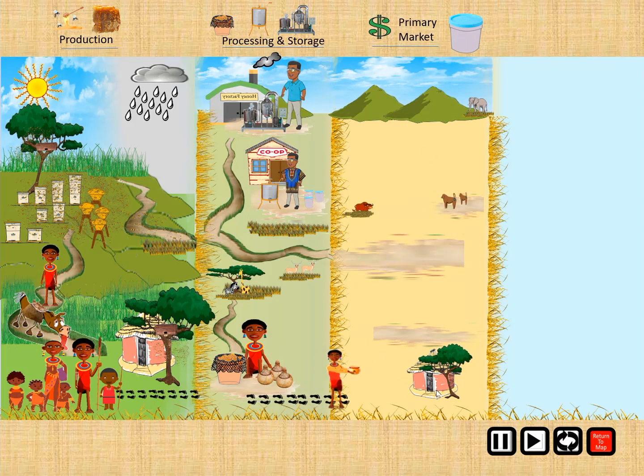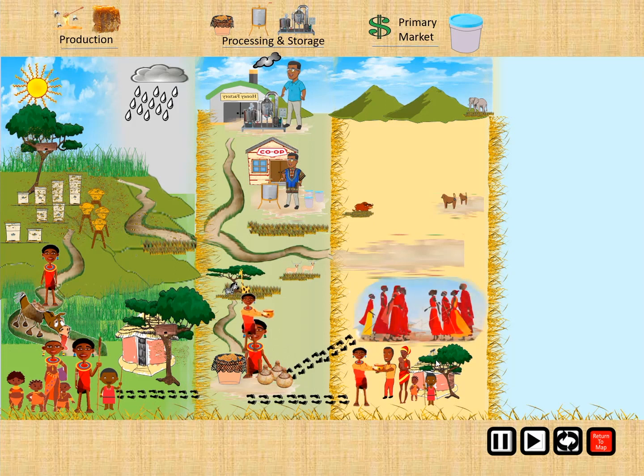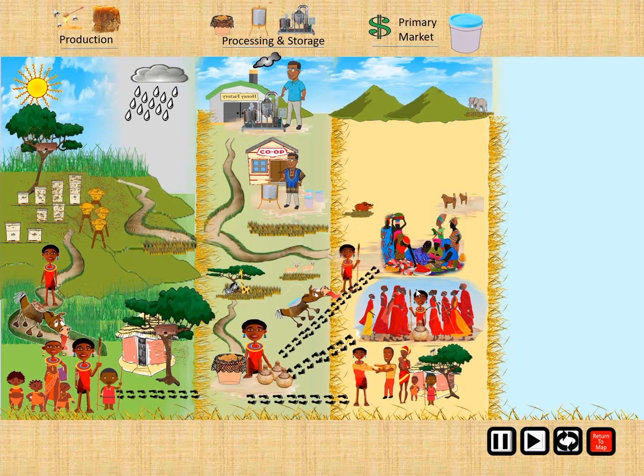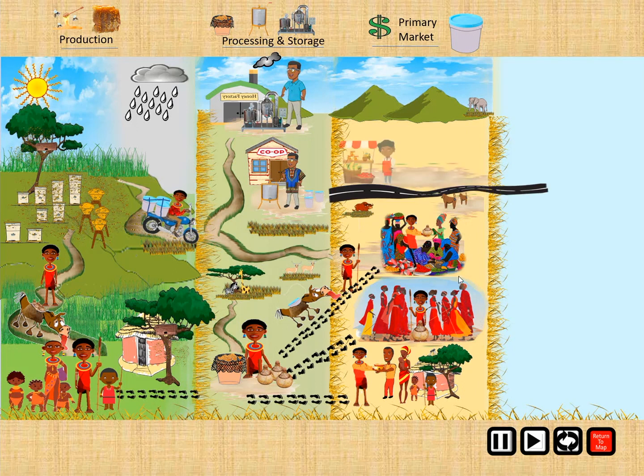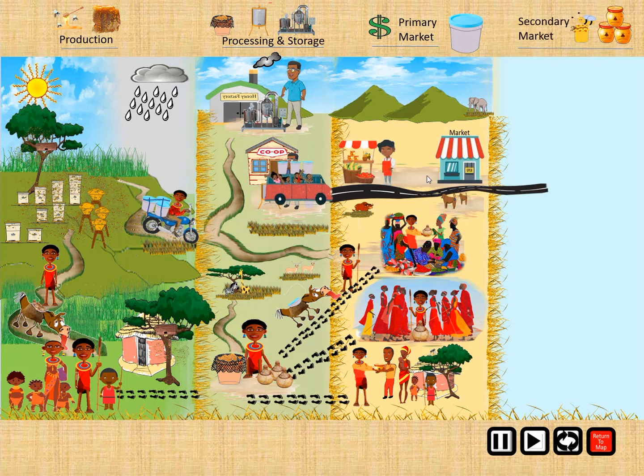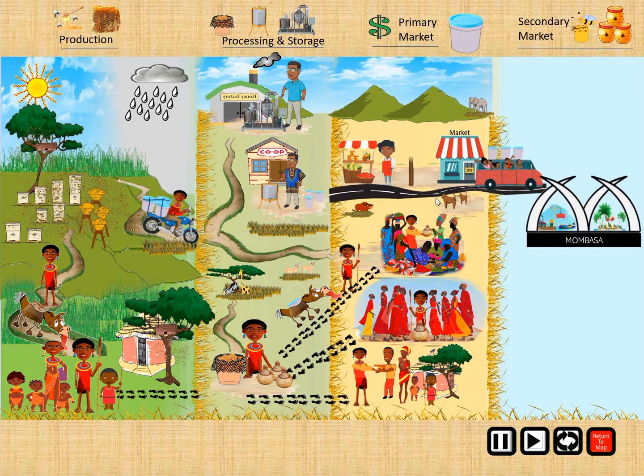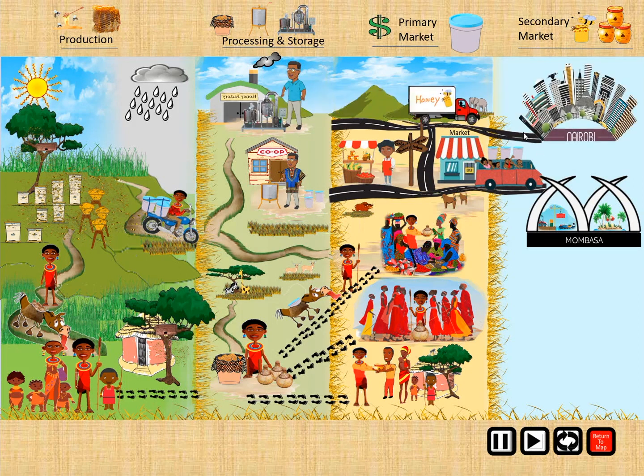It gets sold to, in this case, it can be distributed in reciprocity to neighbors and friends, and for weddings, a big deal. Or be sold in the market. Weddings are a very big deal for honey in rural Kenya. It's given as a type of gift in exchange for dowry.